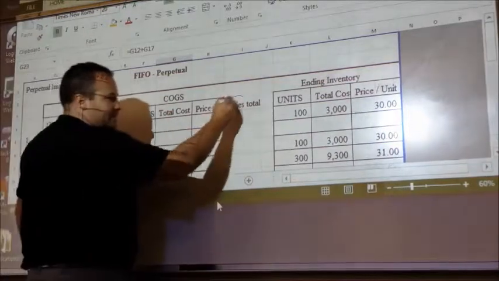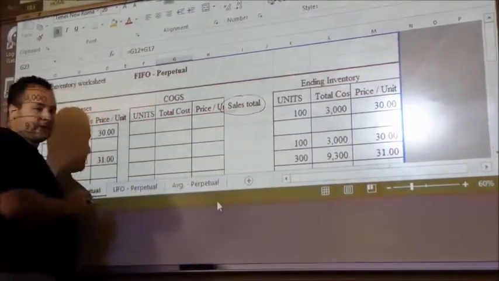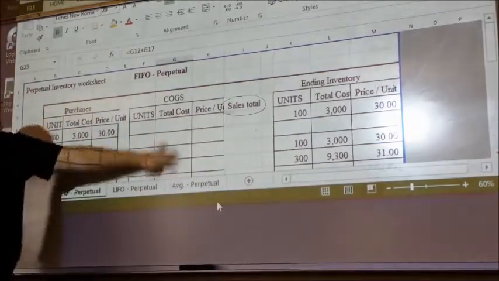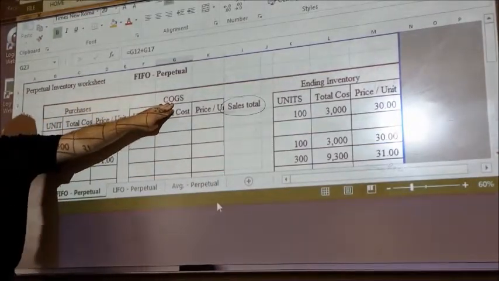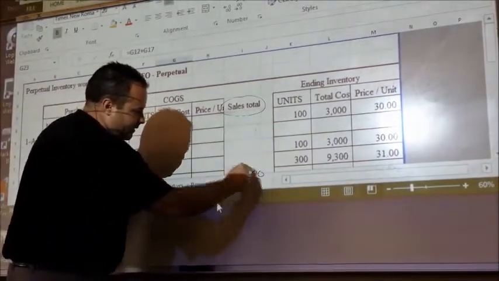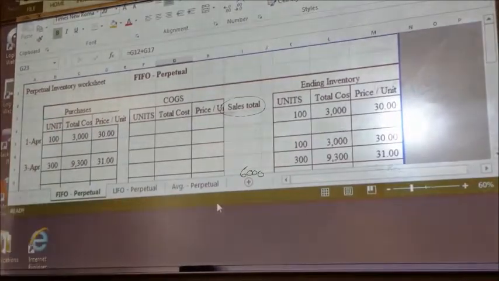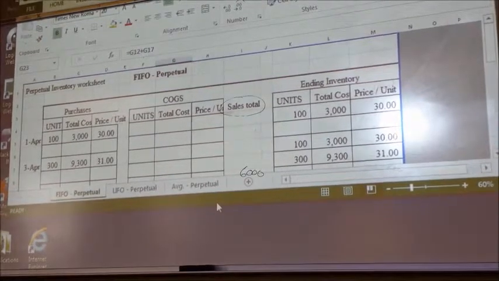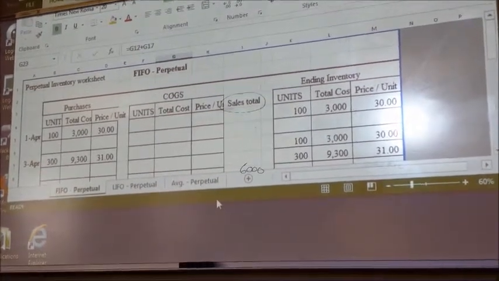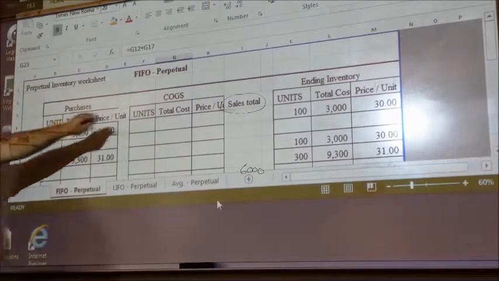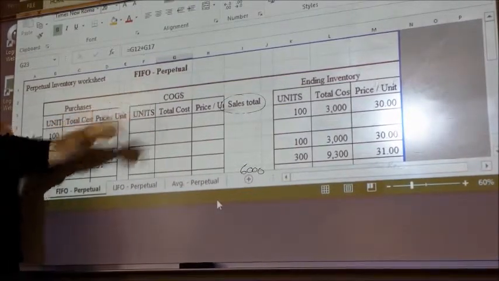Notice I have a space here for your total sales. Don't put 6,000 anywhere over here. This is cost of goods sold, not my sale price. This is my sale price. So I'm going to put 6,000 here. That's how much I sold them for. How much is the cost of goods sold? How am I going to do this? How am I going to show 150 items being sold using FIFO?